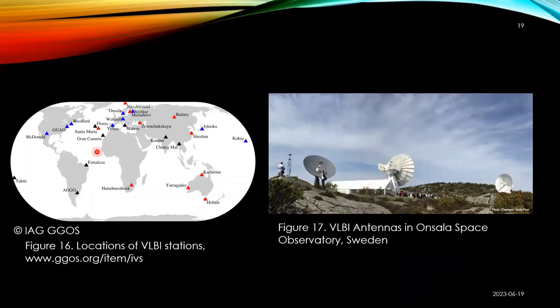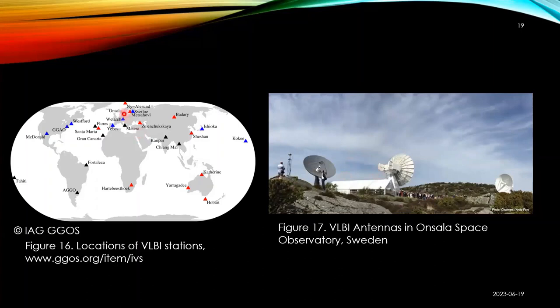On the left, you see the VLBI stations which are active now in the world. You just see the positions. On the right, you see the one which is the Onsala Space Observatory in Sweden. They open sometimes so that people can go there to visit them. I have been there.